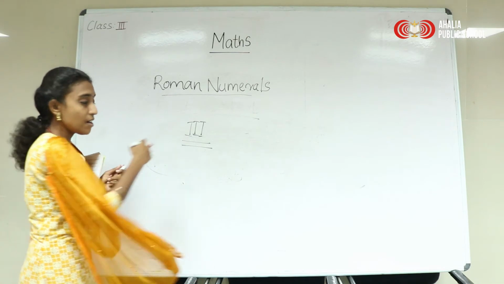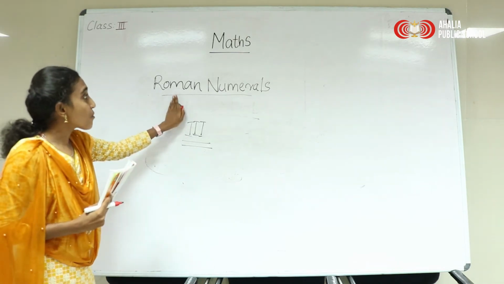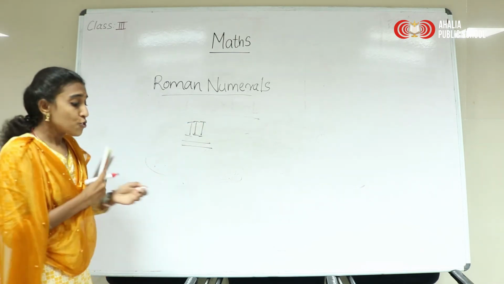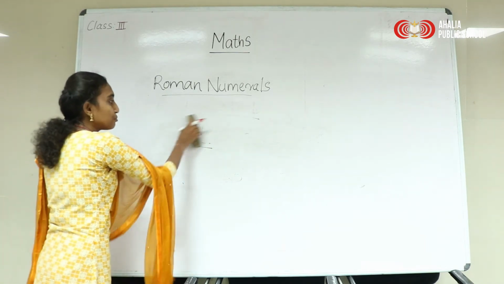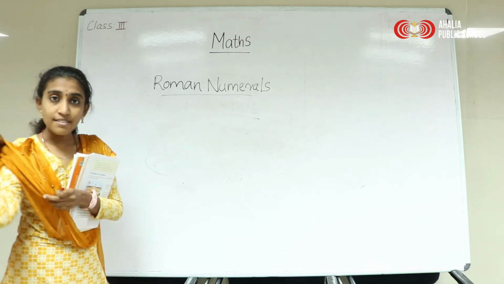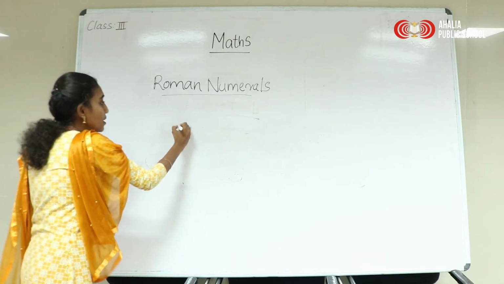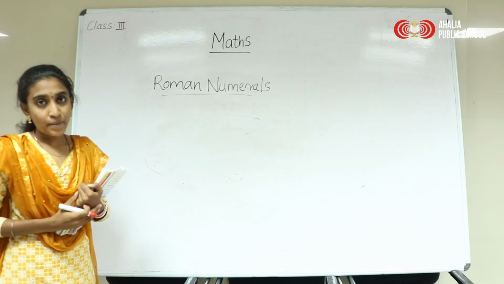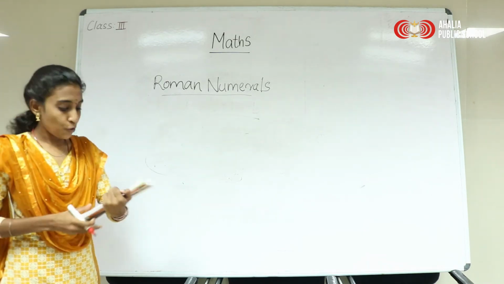So what is this called? This is not a normal number. This is a Roman numeral. So the usual 1-digit numbers 1, 2, 3 up to 9 are called Hindu Arabic numerals. And the numbers we write in the form of alphabets are called Roman numerals.